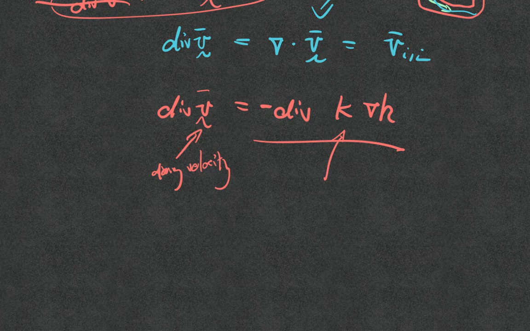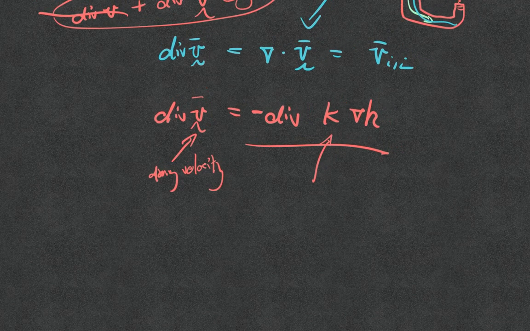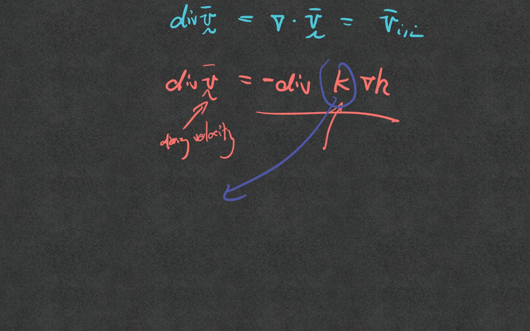I want to further simplify it, and one way I could do that is the following. I can play around with K, and assume that the material is isotropic. Let me use a different color.